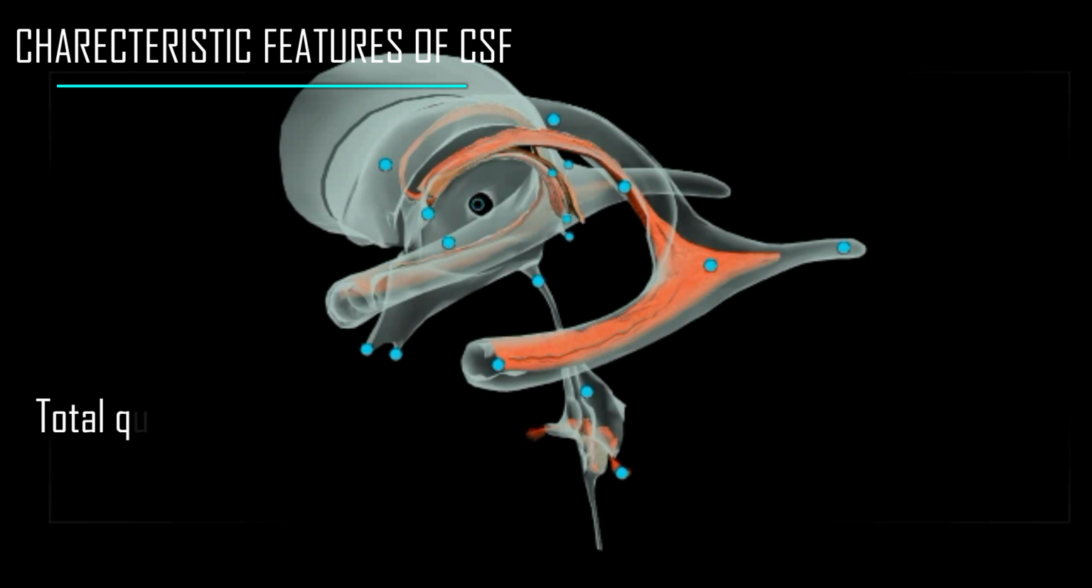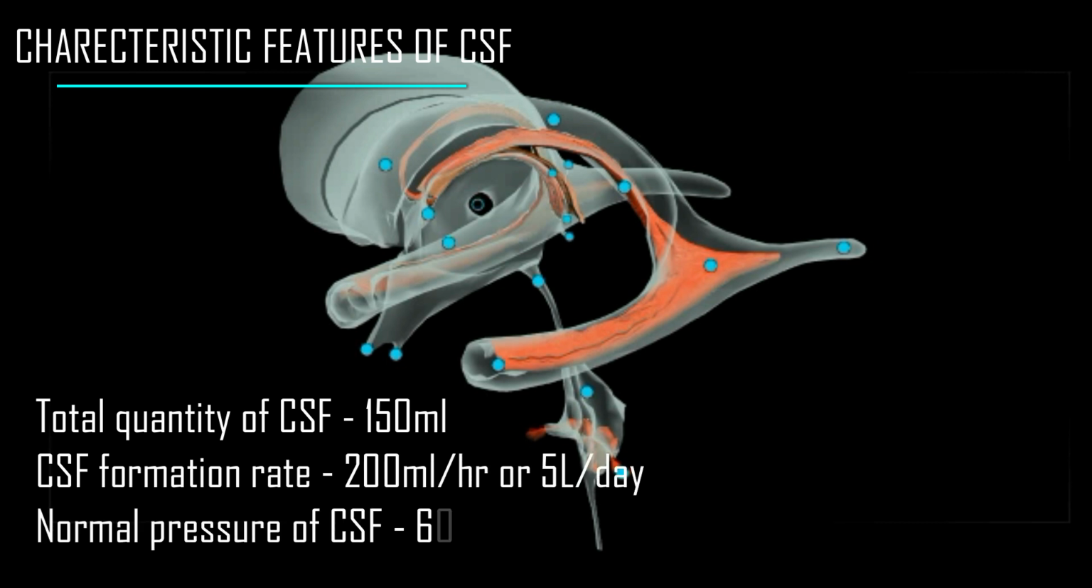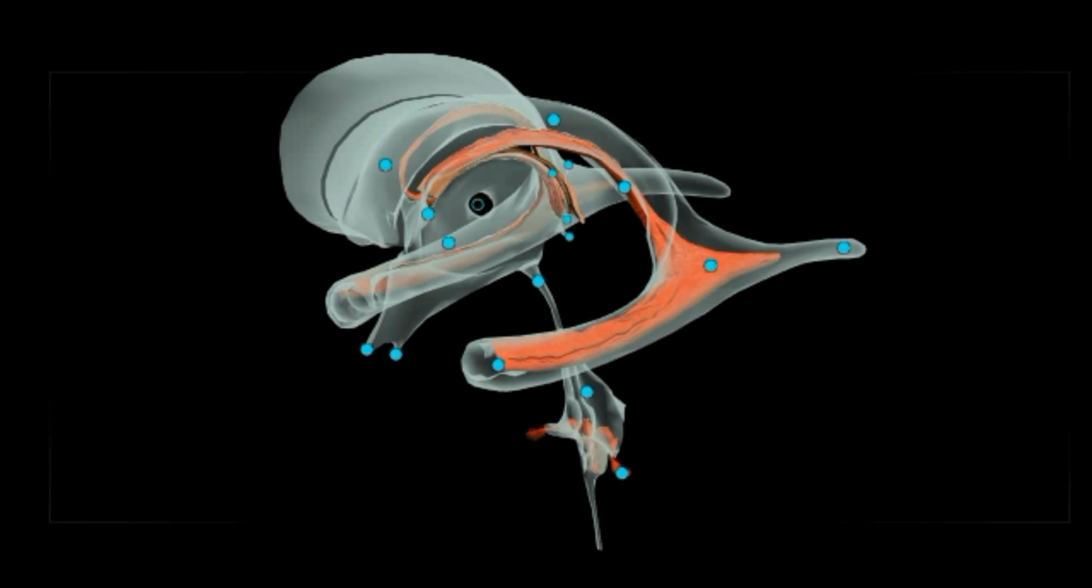The quantity of CSF is 150 ml, formed at a rate of 200 ml per hour or 5 liters per day. The pressure of CSF varies from 60 to 100 mm of water. So let's discuss the formation, circulation and absorption of the CSF, and lastly its functions too.